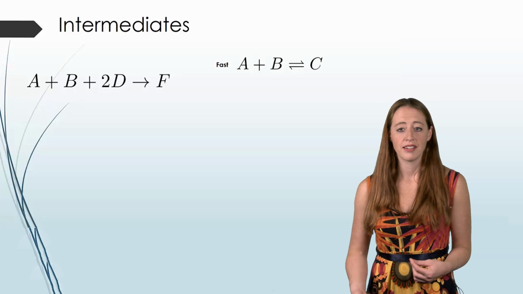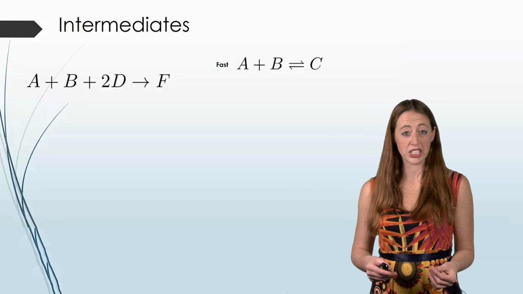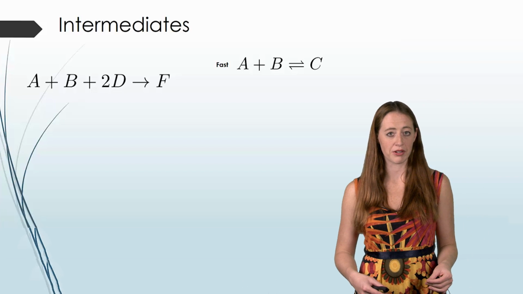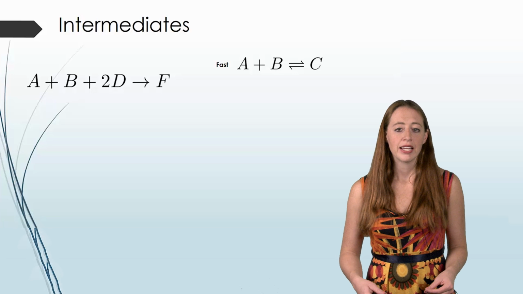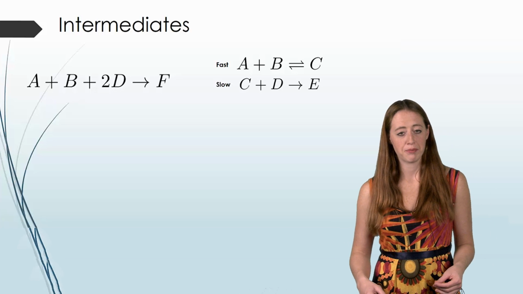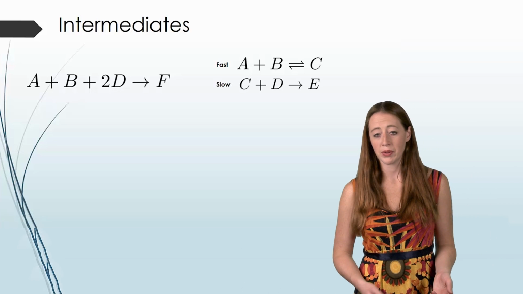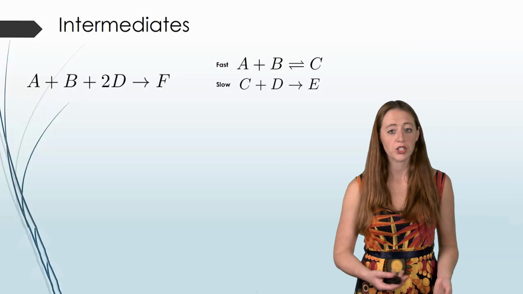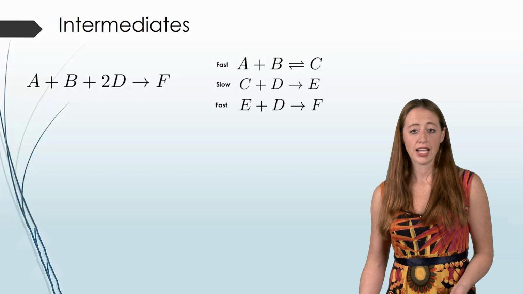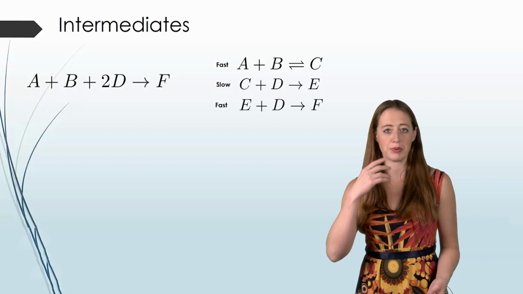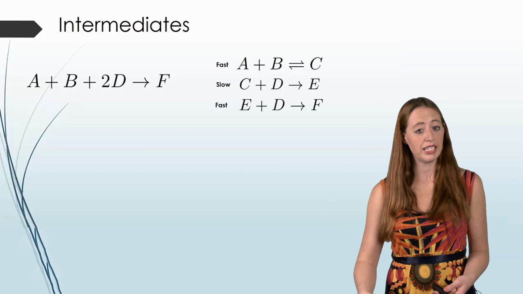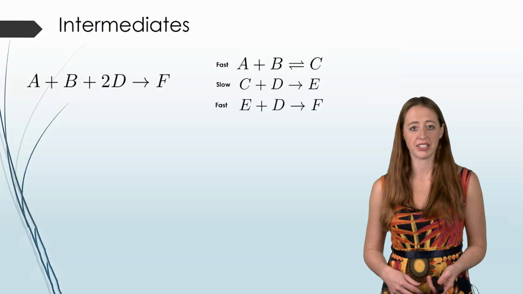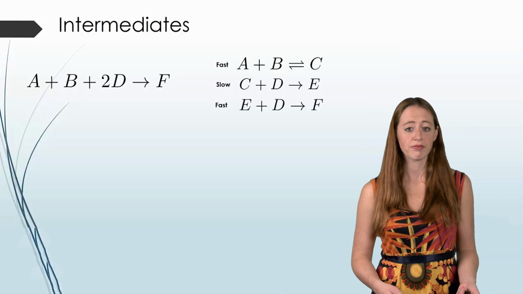If this happens, there's several different things that we can do to kind of cheat the system a little bit and get the intermediates out of the equation. Now our second step is going to be our slow step, and that's C plus D. So our intermediate from our first reaction plus our reactant D goes to E. And then I have one more fast step. So this is going to be a three-step system where E plus another D goes to F. And having three steps is perfectly fine. That's something that's pretty common.